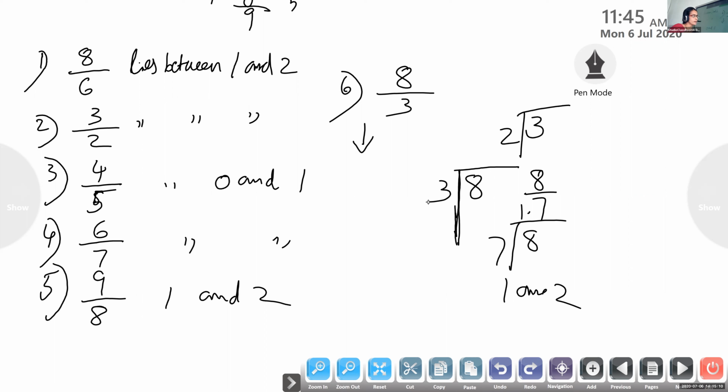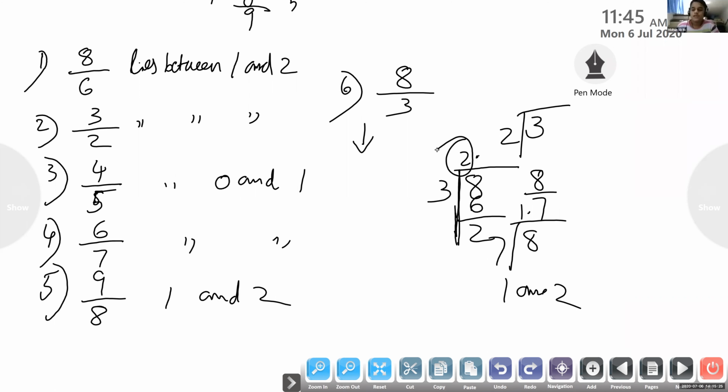How can we divide 8 by 3, Krishnaveni? Ma'am, 2 point something will come, isn't it? Yes. So the integer part is 2, and it lies between which two numbers? 2 and 3. Good. Understood how to find? Yes, ma'am. So 8 by 3 lies between 2 and 3.